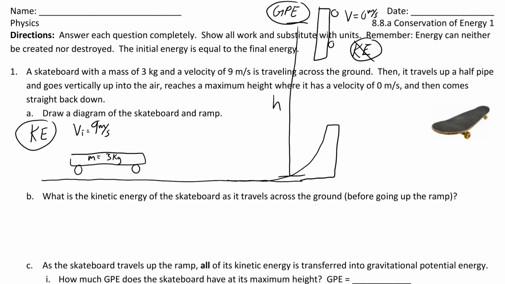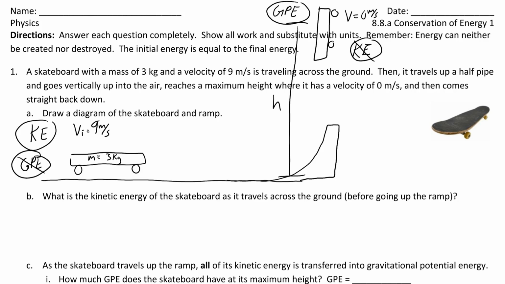So in the beginning, how much gravitational potential energy is there? Well, it's not really a certain height off the ground. The wheels are touching the ground. So I would say that has no gravitational potential energy. So you can see it goes from kinetic to potential.